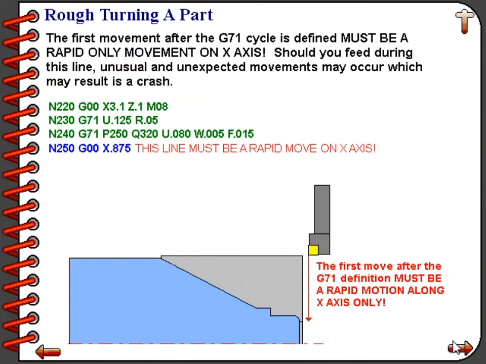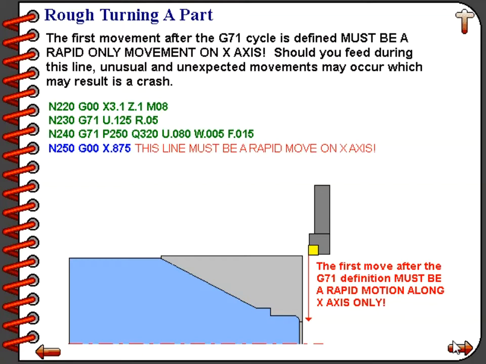This next step is very critical. If you do not perform this step properly, we are not certain what type of results you might get. So therefore pay close attention. The first movement after the G71 cycle is defined must be a rapid-only movement on the x-axis. Should you feed during this line, unusual and possibly unexpected movements may occur which may result in a crash.